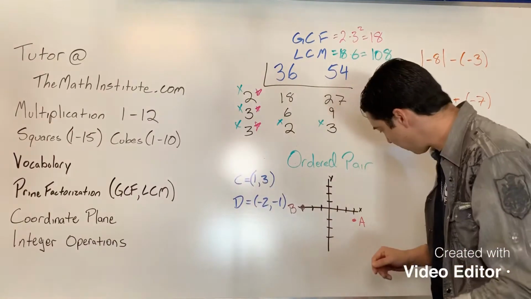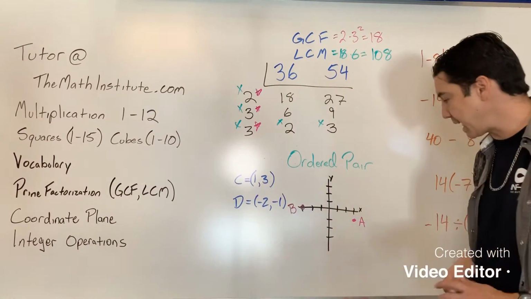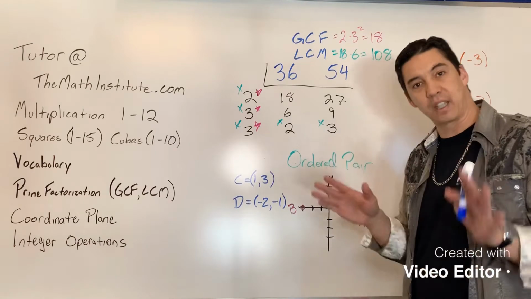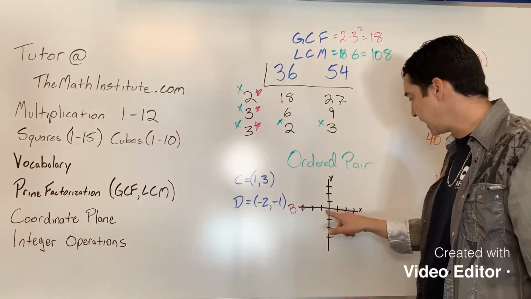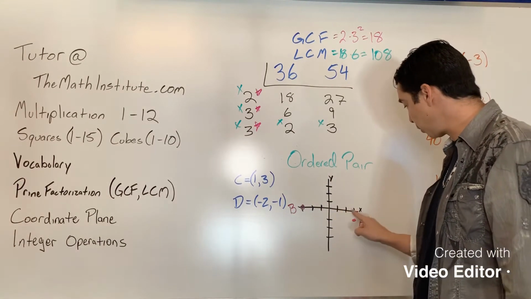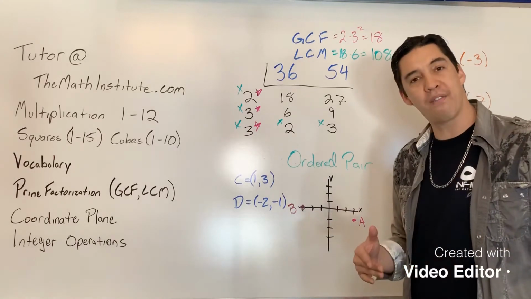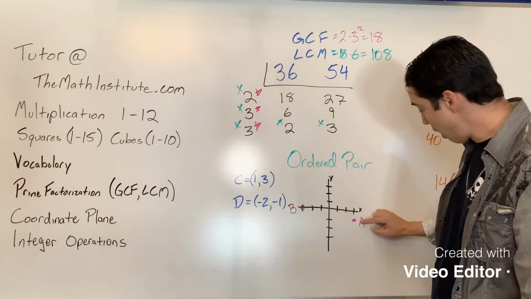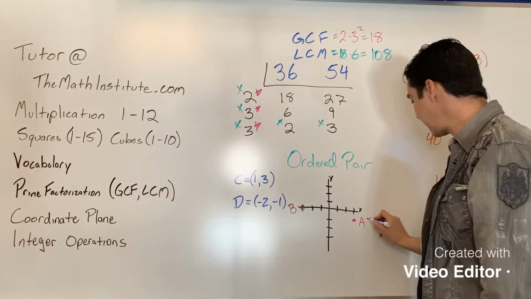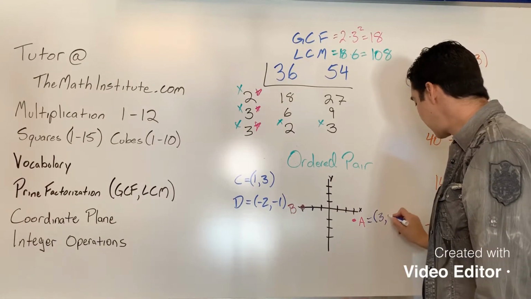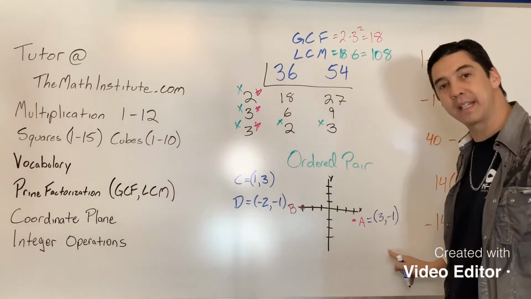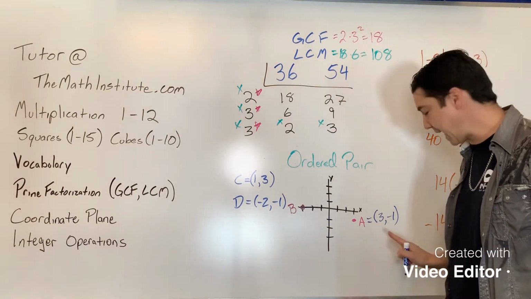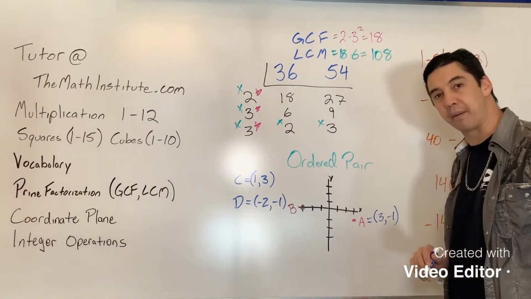Well, there you go. So how do I locate point A? First, I look at the horizontal X value. It's positive 1, 2, 3. And then the Y value is negative 1. So A is equal to 3, negative 1. That's how we can give a real precise location using an ordered pair.